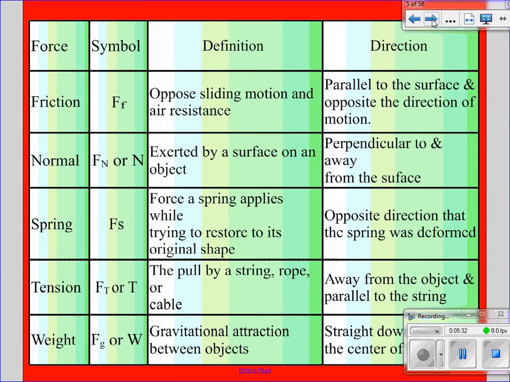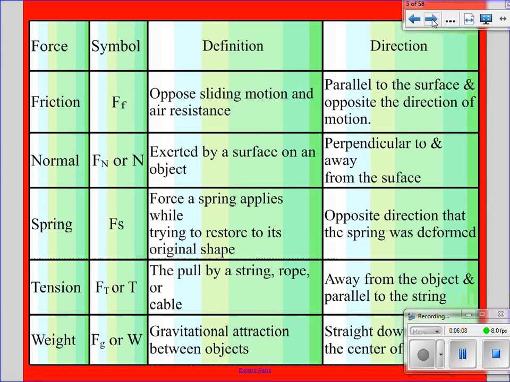Alright, let's go ahead and look at some of the different types of forces that you'll see in this unit. Notice this table here. The first column is the name of the force. We're going to look at friction, normal force, spring force, tension force, and then a force called weight. Notice the second column has the symbols. Friction is F sub F. Force normal can be F sub N or just capital N. Spring force is F sub S. A tension force is F sub T or just a capital T. And then weight is either F sub G or capital W.